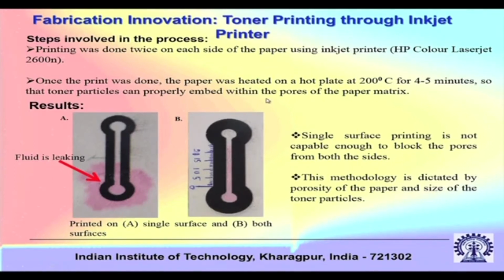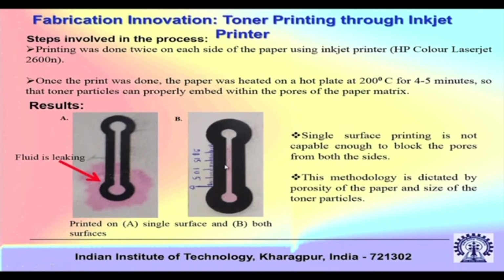Once the print was done, the paper was heated on a hot plate at 200 degrees centigrade for 4 to 5 minutes, so that toner particles can properly embed within the pores of the matrix. So basically you block the pores by embedding toner particles. This black region is the toner particle. Although you have pores, by embedding toner particles in the transverse direction, you do not allow the fluid to flow.